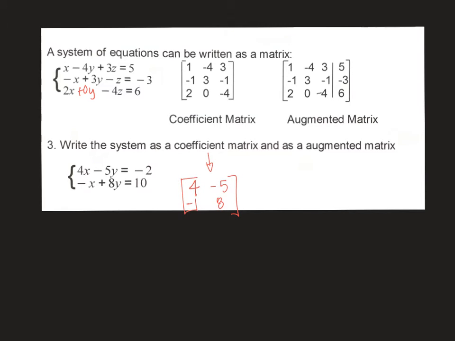That's our coefficient matrix. Our augmented matrix, we're still going to have that 4, negative 5, that negative 1, 8. But we got to add that line that's essentially representing our equal sign and write what those two equations were equal to. The first one was equal to negative 2. The second one was equal to 10.